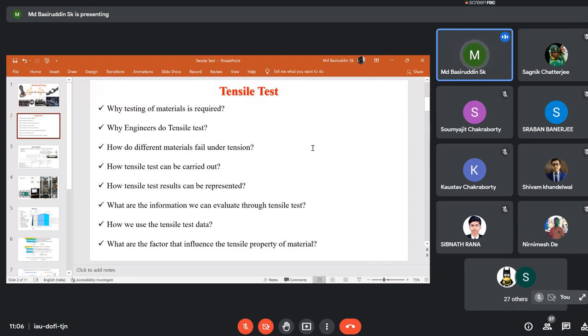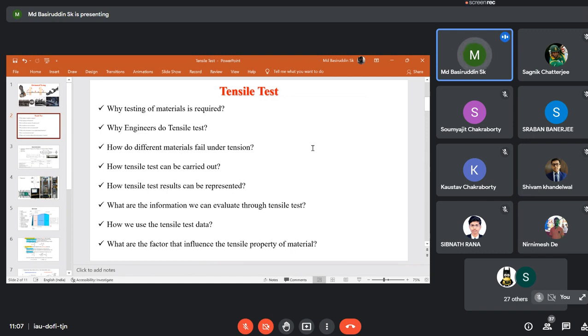Okay, because if your operator is in a bit of a hurry, he may increase the loading rate, so you may get one sort of result. And in other cases, when your operator is a little lazy, he may start at a relatively slower rate. So in these two cases, for the same material and same specimen geometry, you may get different results.